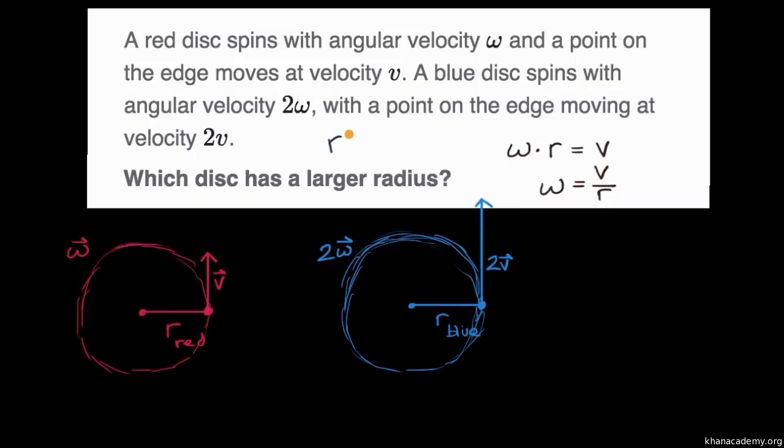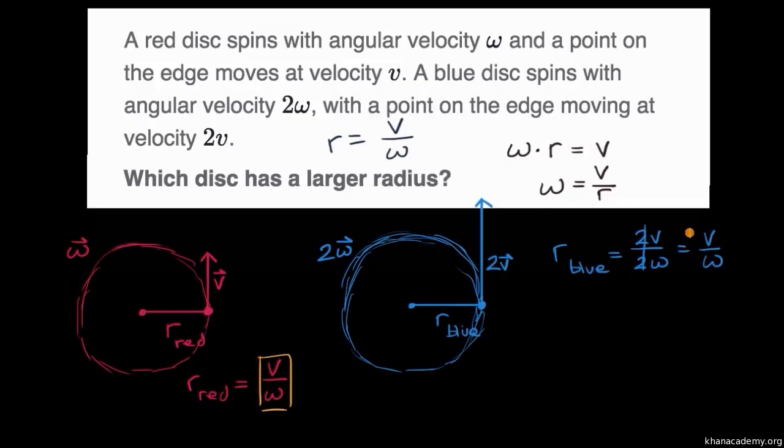Or we can say that r is equal to the speed, the magnitude of velocity, over the magnitude of our angular velocity. So in this situation right over here, for this red disk, we could say that r sub red is equal to v over omega. And over here, we could say that r sub blue is equal to, well, the magnitude of the velocity, the speed, is going to be 2v over the magnitude of our angular velocity, which is going to be 2 omega. Well, notice the 2's cancel out. So this is just going to be v over omega again. These two things are identical. That is equal to that. So they are actually going to have the exact same radius. So they are the same radius.